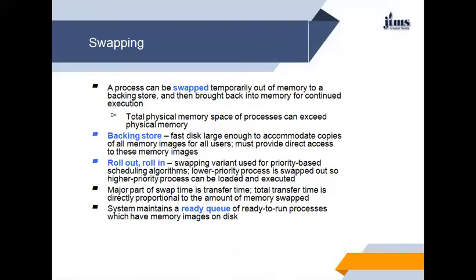And when it is coming from disk to the main memory, it is called swap in. So the total physical memory space of processes can exceed physical memory. Backing store: a fast disk large enough to accommodate copies of all memory images for all users, and it must provide direct access to these memory images. Roll out, roll in.